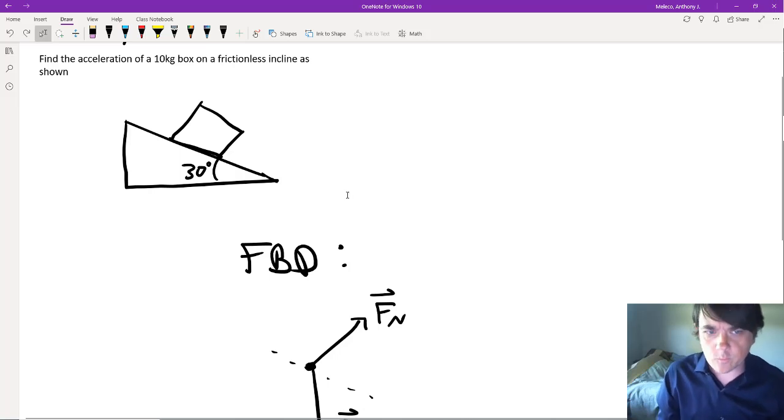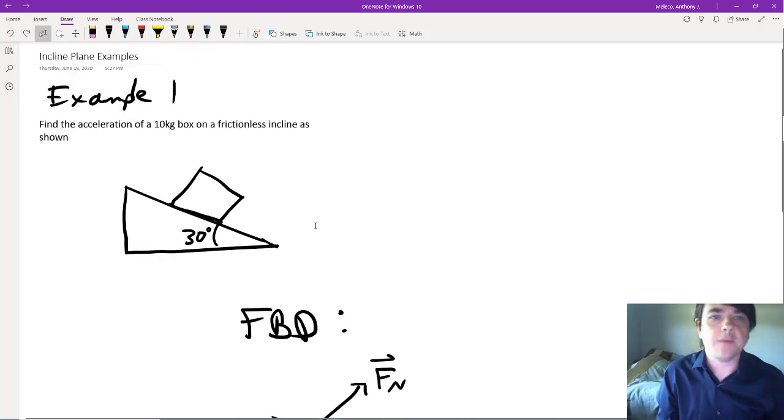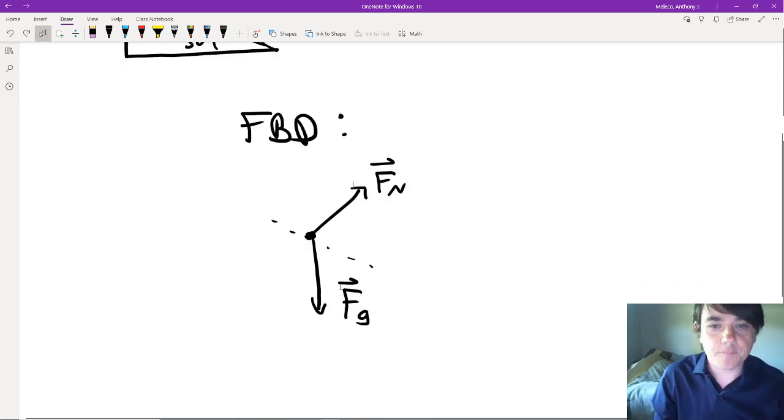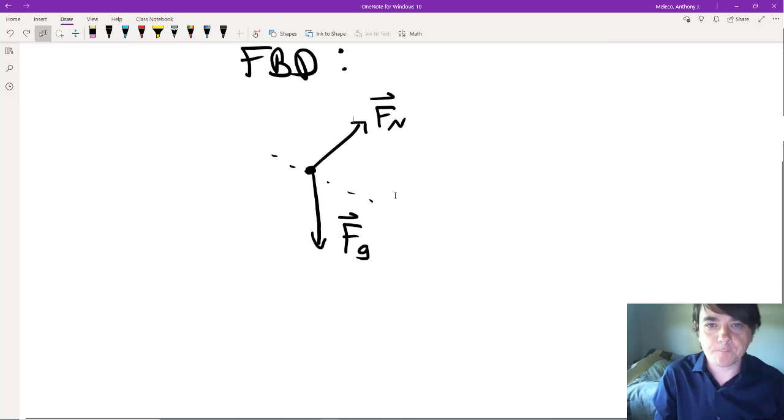Now, we've done the normal force and we've done gravity. There's no tension in this problem, there's no springs going on, there's no friction, of course. This is basically it for this type of problem. Okay, so this is our free body diagram.